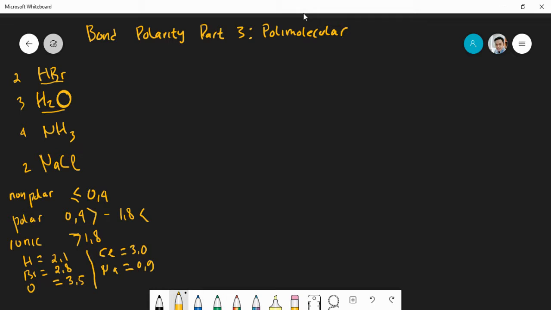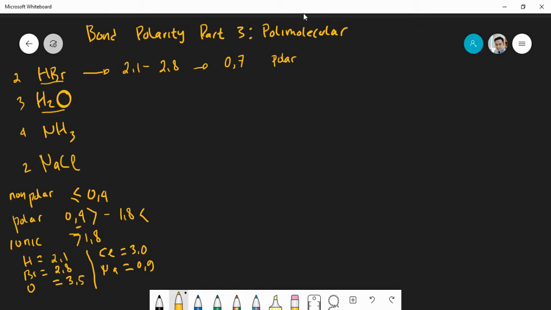So let's start with the two-atom ones, HBr. Is HBr polar or not? Let's see. The hydrogen is 2.1 and the bromine is 2.8, right? So the difference is 0.7, so this is going to be polar. Why? As you can see, it's more than 0.4.